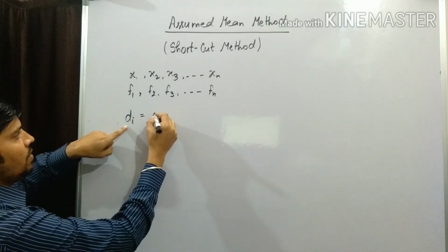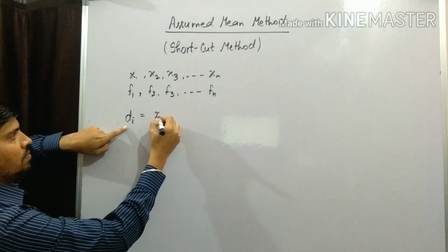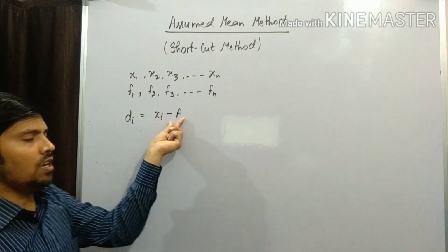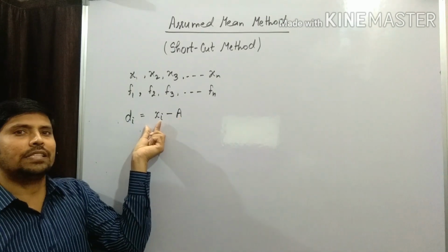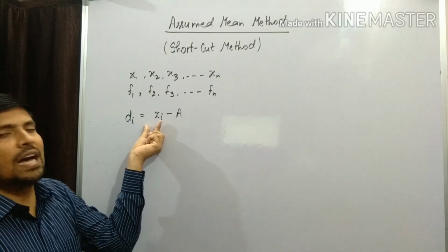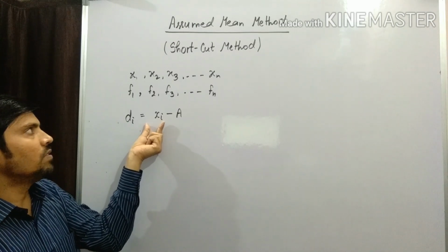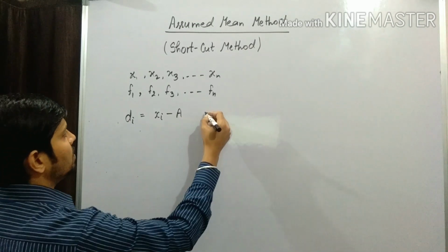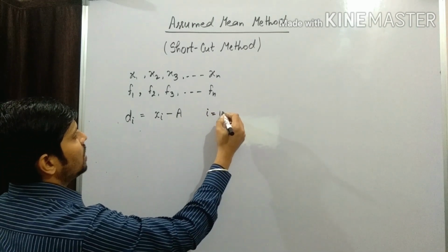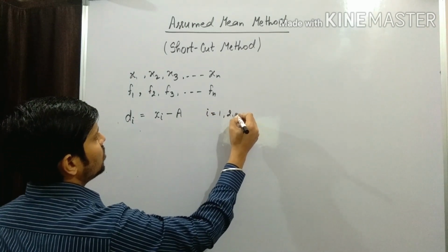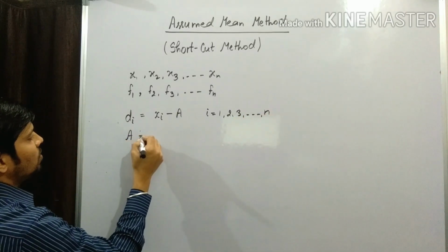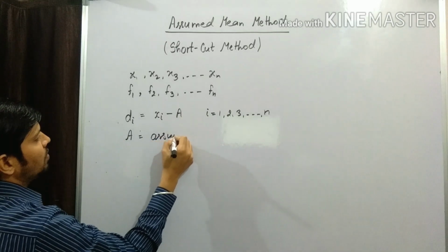di is given by xi minus a. Here, xi we know is the class marks, the different class marks of the given class intervals. And a is the assumed mean. The value of i varies from 1, 2, 3 up to n.